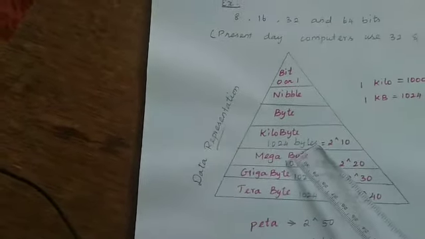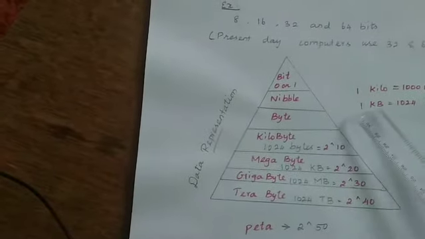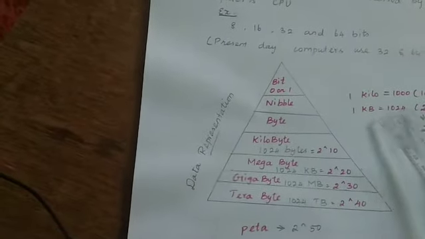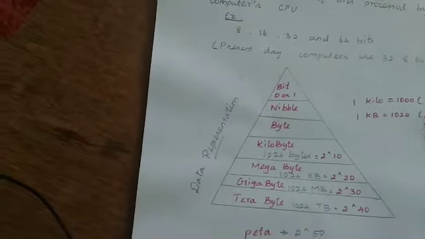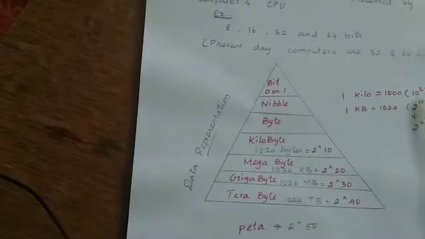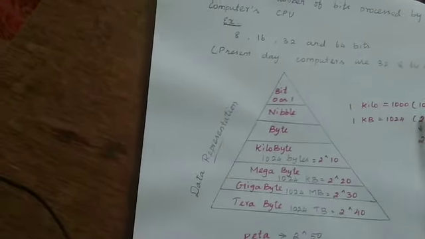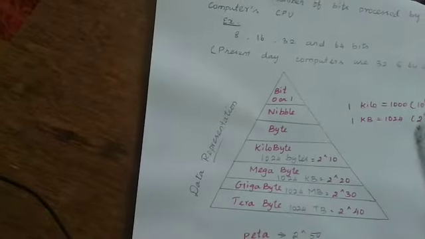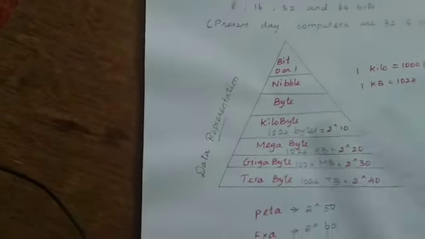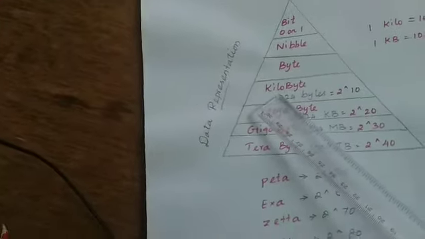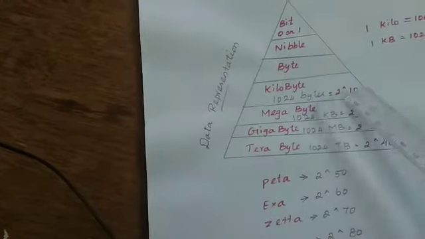A kilobyte consists of 1024 bytes. So 1 kilobyte is equal to 1024 bytes. In short form we can represent this as 2 to the power of 10. So here we measure a kilobyte as 2 to the power of 10.